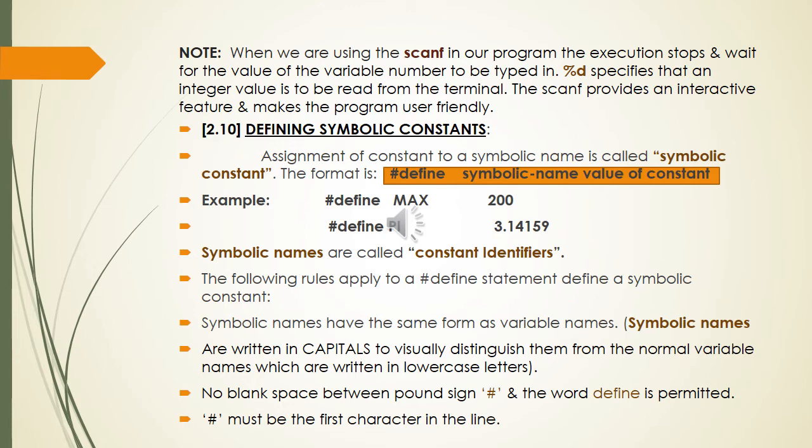The following rules apply. In a #define statement, between hash and define there should not be any space. After #define there is a space, and you write the name of the identifier like MAX, PI. It should be in capital letters, and you mention the value in front of that. Hash must be the first character in the line.